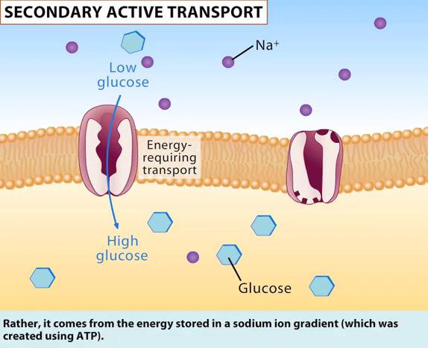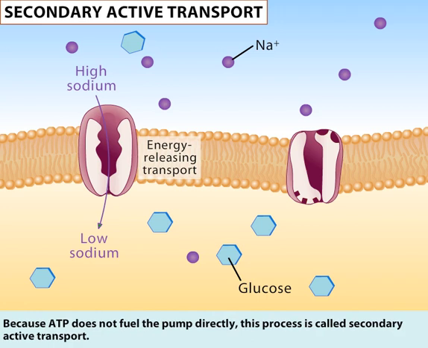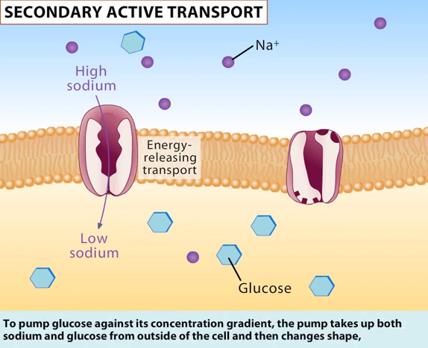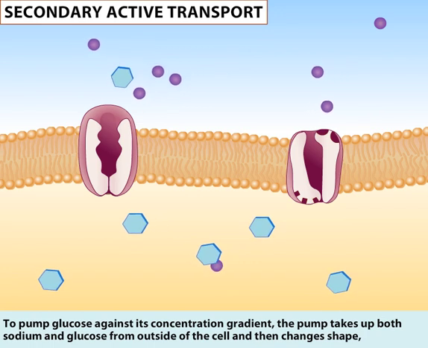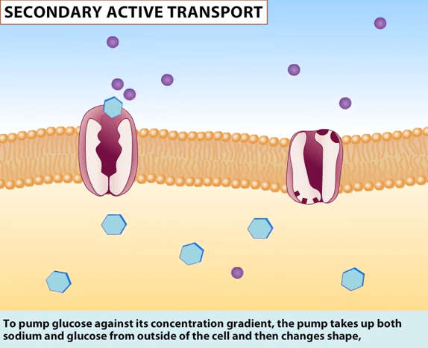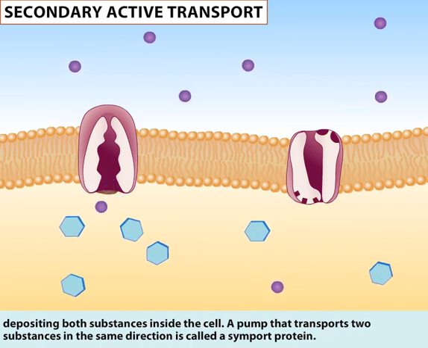Rather, it comes from the energy stored in a sodium ion gradient, which was created using ATP. Because ATP does not fuel the pump directly, this process is called secondary active transport. To pump glucose against its concentration gradient, the pump takes up both sodium and glucose from outside of the cell and then changes shape, depositing both substances inside the cell.